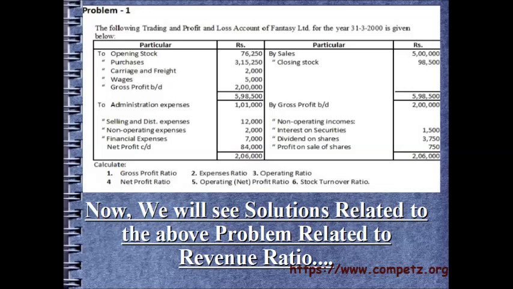So the question here is to calculate 6 ratios, namely gross profit ratio, expenses ratio, operating ratio, net profit ratio, operating income net profit ratio, and your last is your stock turnover ratio or your inventory turnover ratio. Remember friends, in the previous slide I have just said we will start ratio analysis classified on the basis of income statement or revenue statement or profit and loss accounts. So these are the main ratios under revenue statement or profit and loss account on the classification. The sub classifications are these. So we will start with the solution.